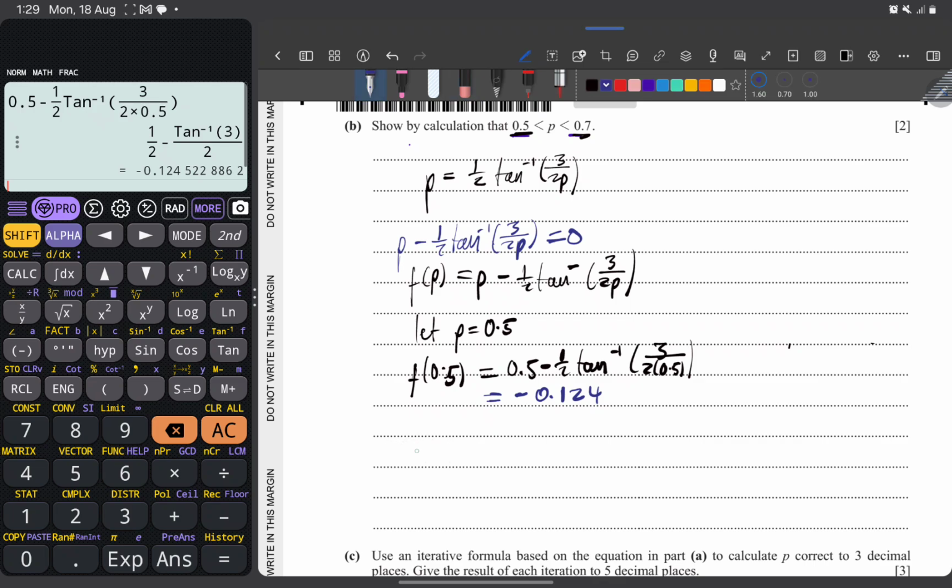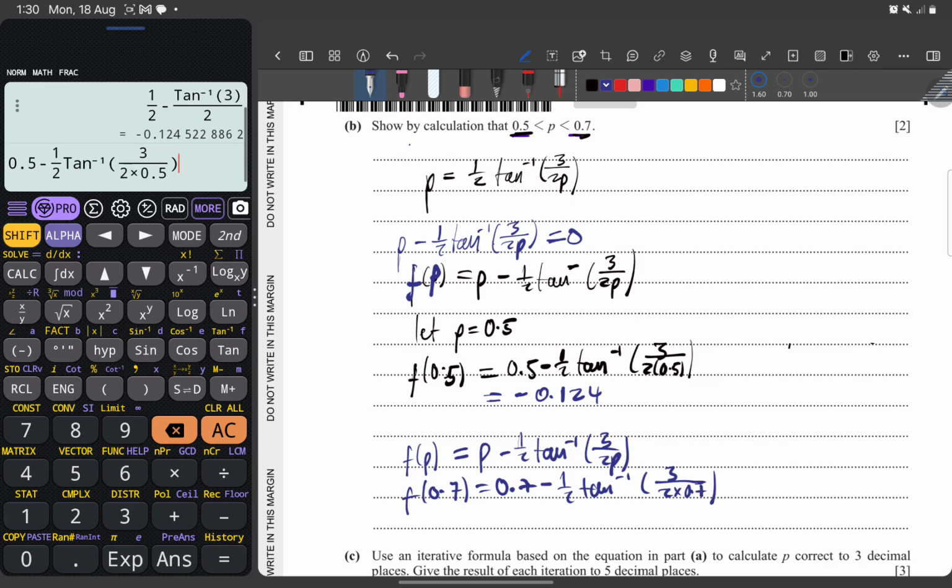So we will now find f of p again. f of p just means that this is in terms of p. You can call it g of p or whatever. This is just the name of the function. It's called f or g or h. We don't care. And it's a function of p because on the other side is p. So you can put it again. It is p minus half tan inverse of 3 over 2p. Now we'll find f of 0.7. This is equal to 0.7 minus half tan inverse of 3 over 2 times 0.7.